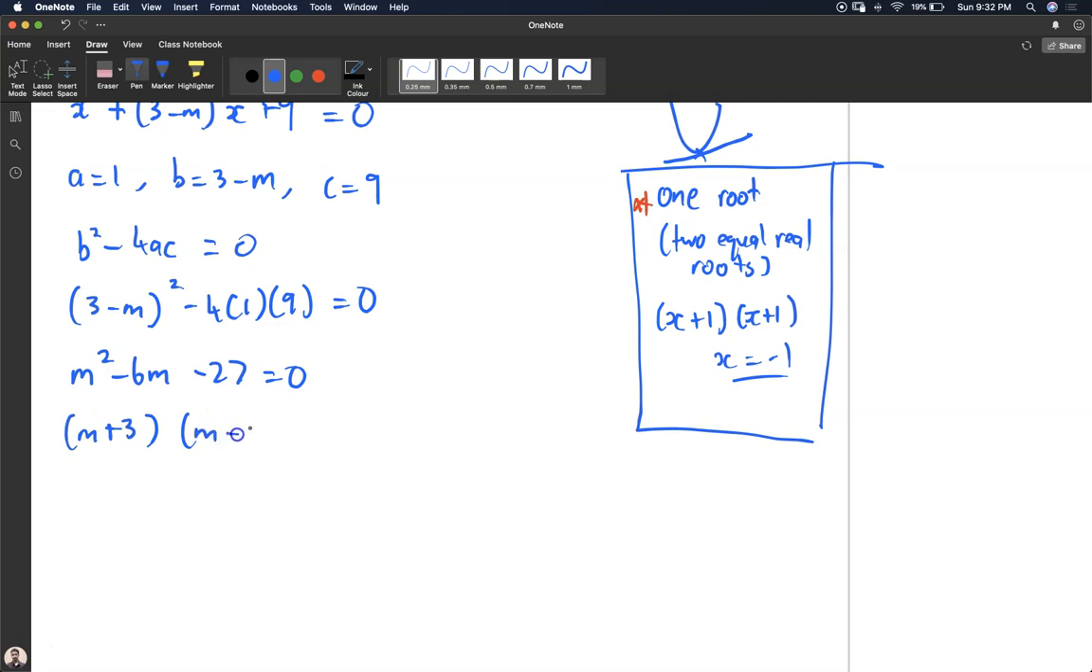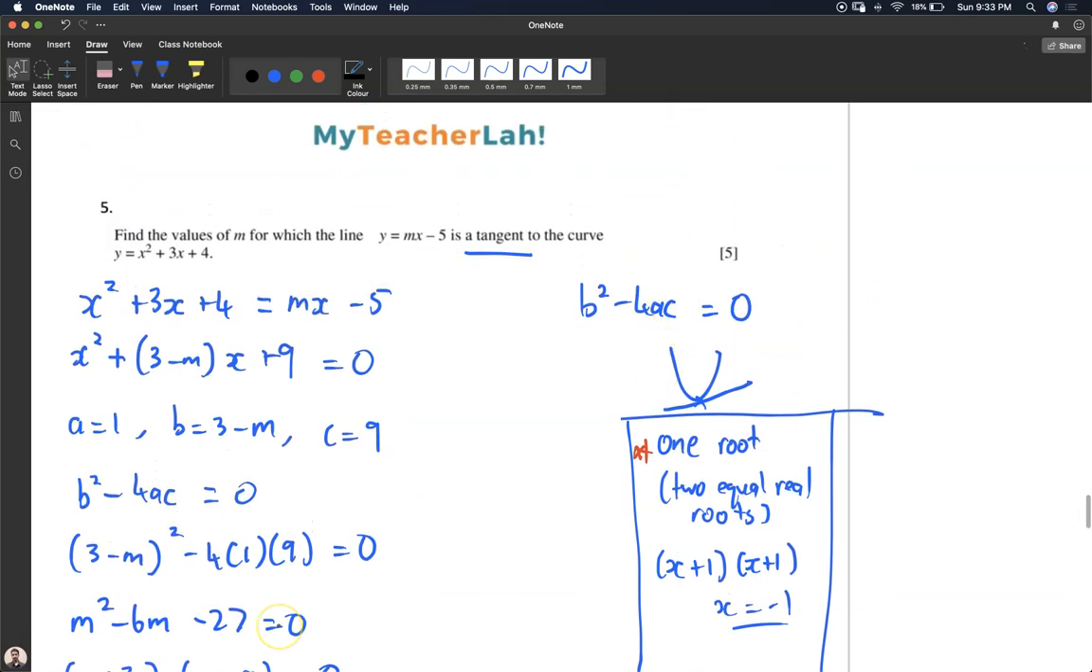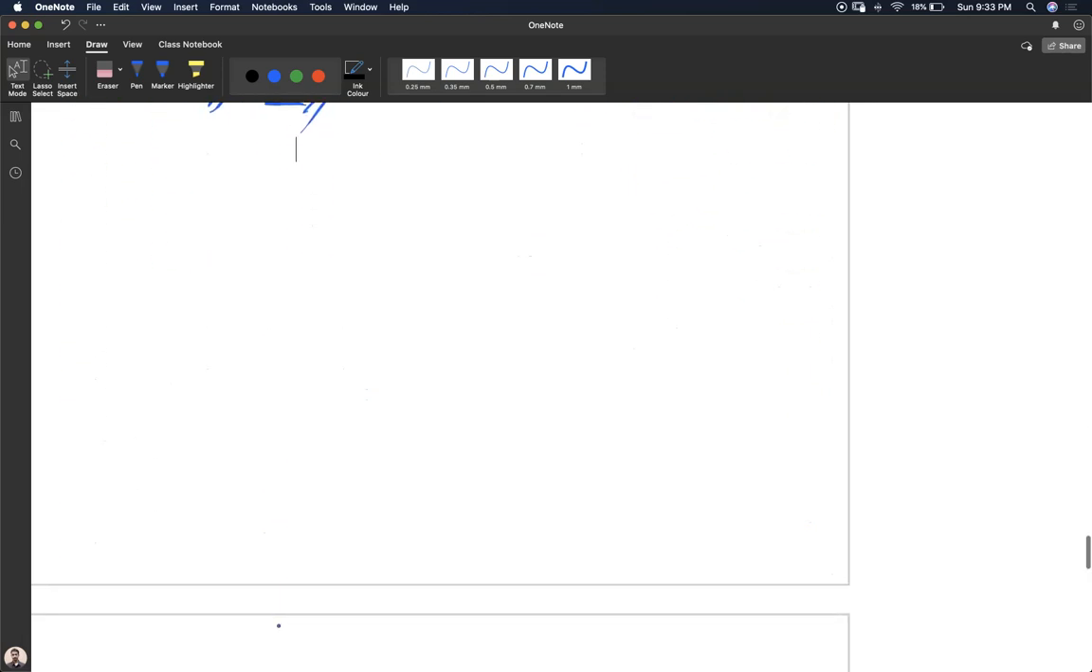Okay, m plus 3 times m minus 9 equals 0. So m is negative 3, one answer, and 9. Alright, so negative 3 and 9. That's it. Question number 5 is quite straightforward and easy. So that's 5 marks in less than, what, 3 minutes? I think, with some explanations.